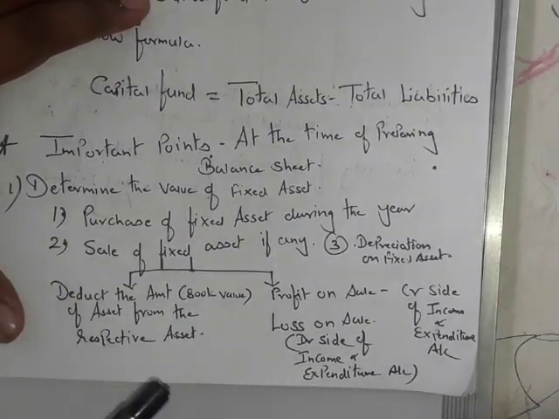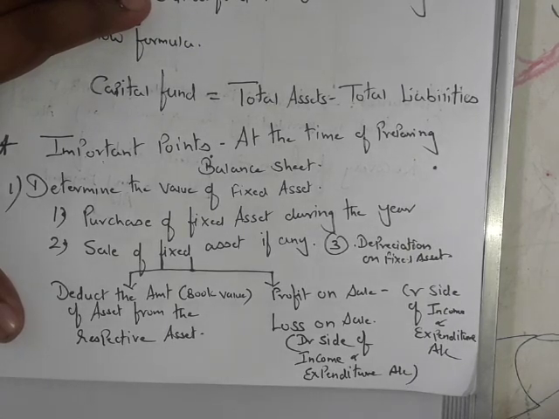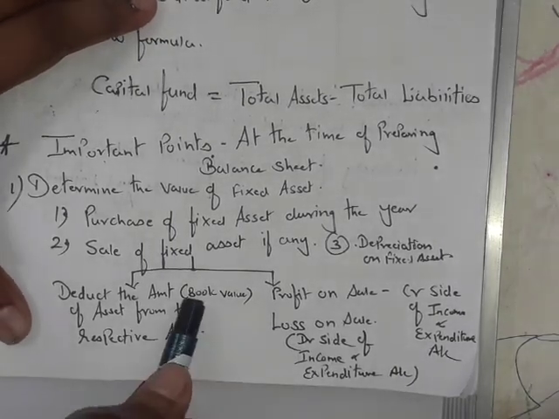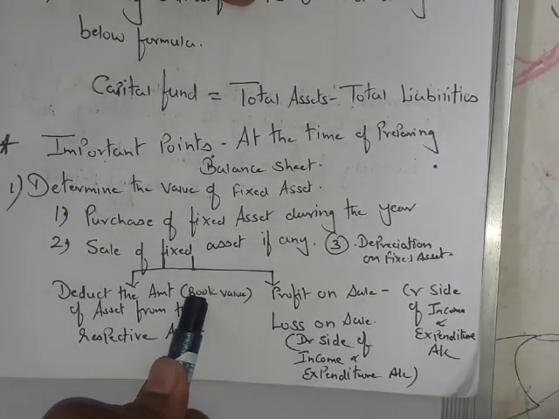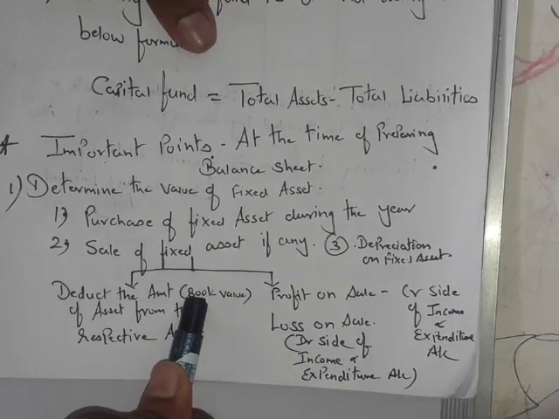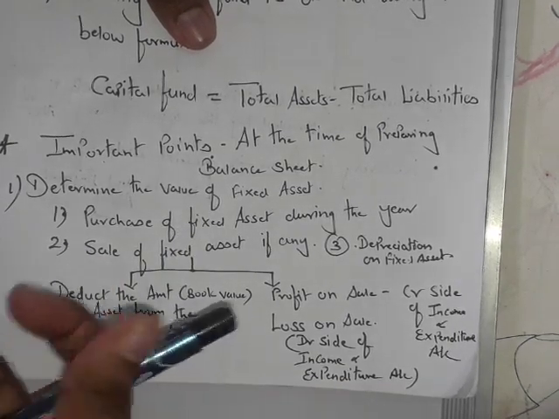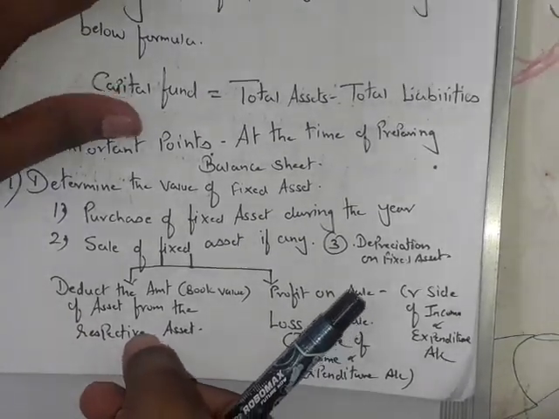The sale of a fixed asset, if any, needs to be recorded in such a way that the end result from the sale proceeds, either profit or loss, will appear in your income and expenditure account. And the book value of the fixed asset which has been sold needs to be deducted from the respective fixed asset.